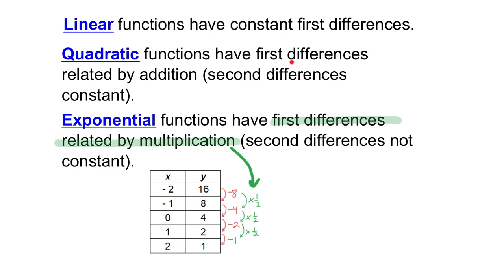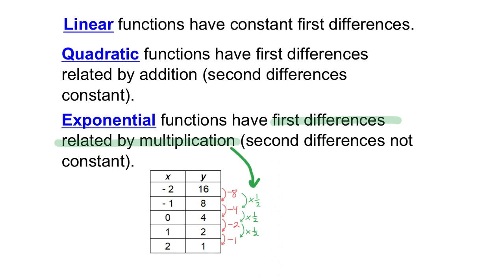Now, we covered this in the warm-up, but just to reiterate, linear functions have constant first differences. Quadratic functions have first differences related by addition, which means the second differences are constant. And exponential functions have first differences related by multiplication. That's the ratios between the first differences. So if you get that idea, then the rest will make sense.